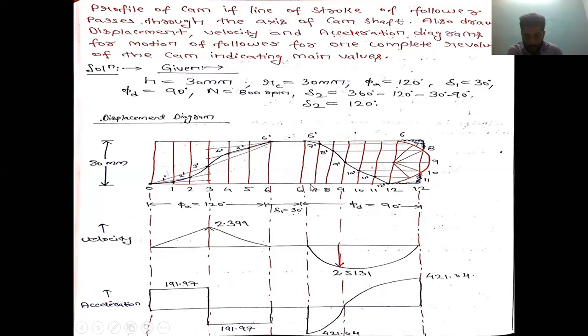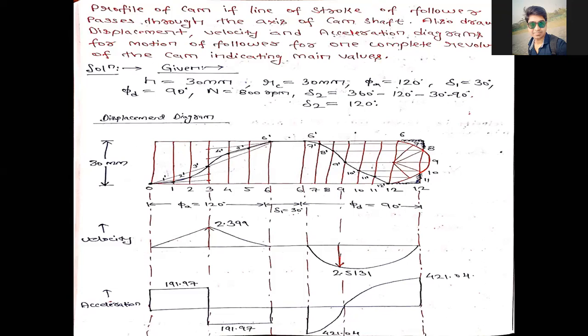Similarly, this length, the angle of descent length of 90 degrees, again you have to divide into 6 equal parts in the vertical direction: 6, 7, 8, 9, 10, 11, 12. These things I have explained in the last lecture also. Is it clear how to divide this 1, 2, 3, 4, 5, 6? Yes, sir. Clear?